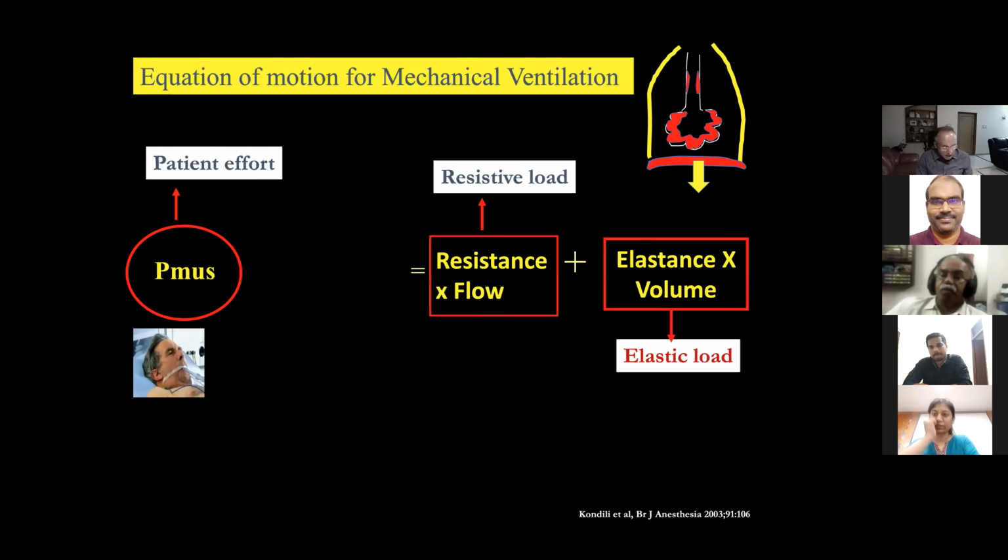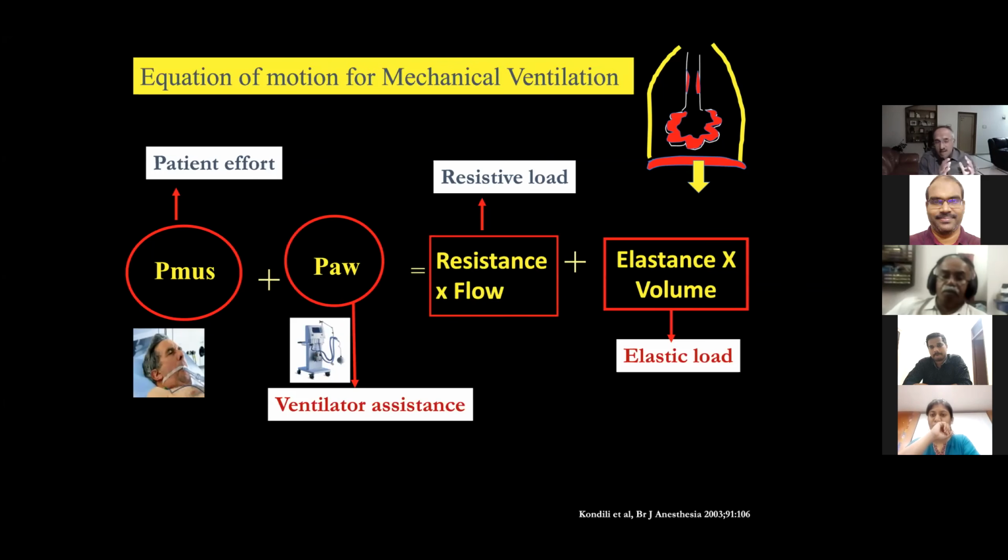This can also be put in terms of elastance and volume. That is the elastic load and this is the resistive load. Whenever the patient is not capable of creating that effort, or his effort is not capable of maintaining the blood gases, we add a ventilatory assistance. Now there are two components. The ventilator puts in a pressure and the patient also tries to put in a pressure. So this is what you have to understand.